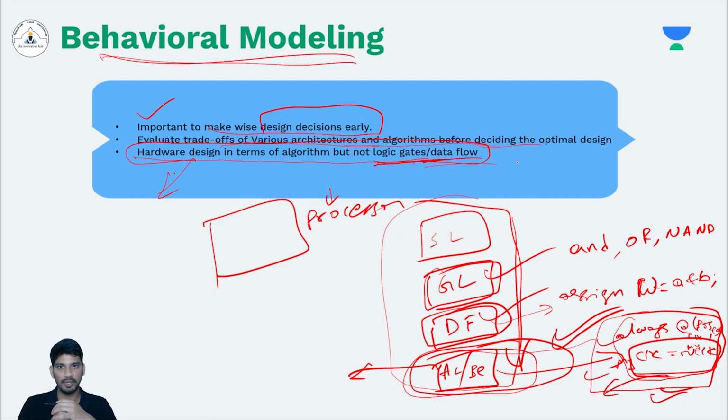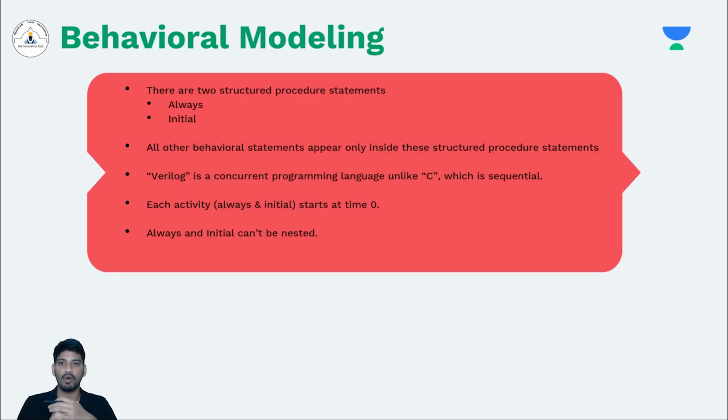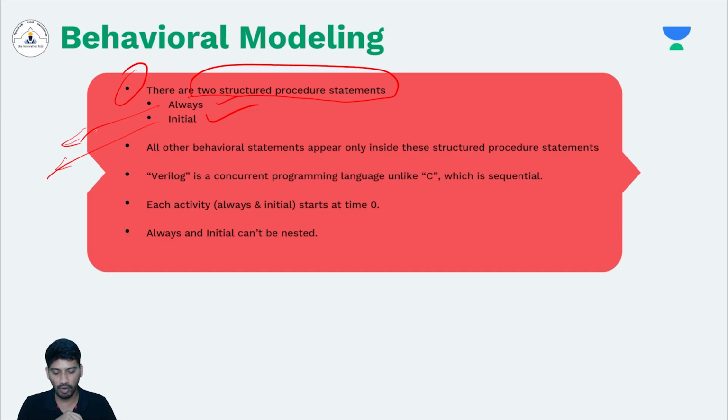So that is all about behavioral modeling. Let's see how to write code in behavioral modeling. First thing you need to know is there are two structured procedural statements called always and initial. By using these two statements, we can perform any operation in behavioral modeling. So these two statements are very essential to perform any operation in behavioral modeling, and all other statements appear inside these two statements.